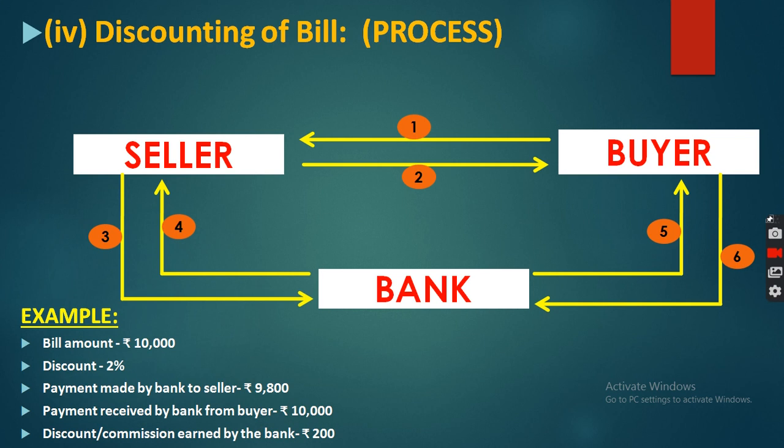Clear? So after maturity period, bank will ask the buyer to make the payment. After 3 months, bank will provide notice to the buyer that you have to make certain payments. So buyer has to pay the full amount to the bank, that is 10,000.